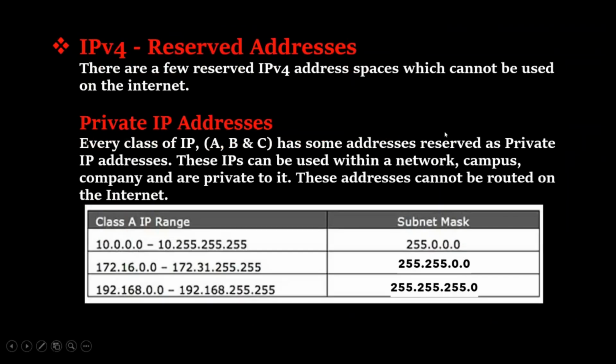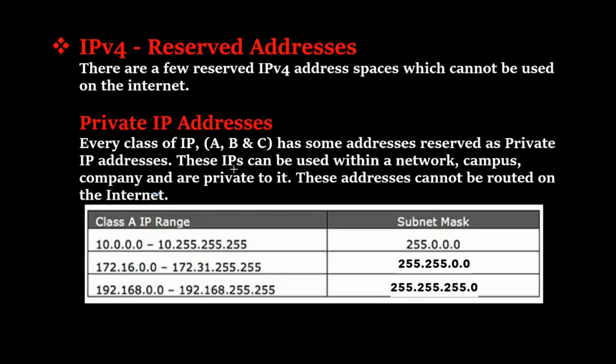Subnet mask. Then IP version 4 reserved addresses, right? That is very important. IP version 4 reserved addresses means that in IP version 4, a few addresses are reserved for a specific purpose. Like here you will see first is the private IP address. So what does private IP address mean? Every class of IP, A, B, C, has some addresses reserved as private IP addresses. These IPs can be used within a network, campus, company, and a private setup. And these addresses cannot be routed on the internet.